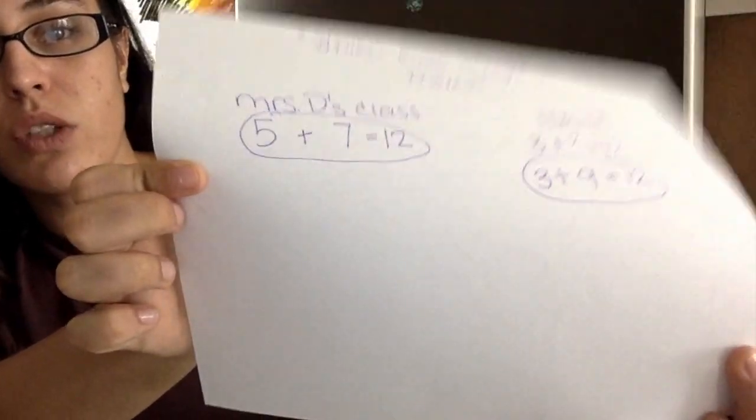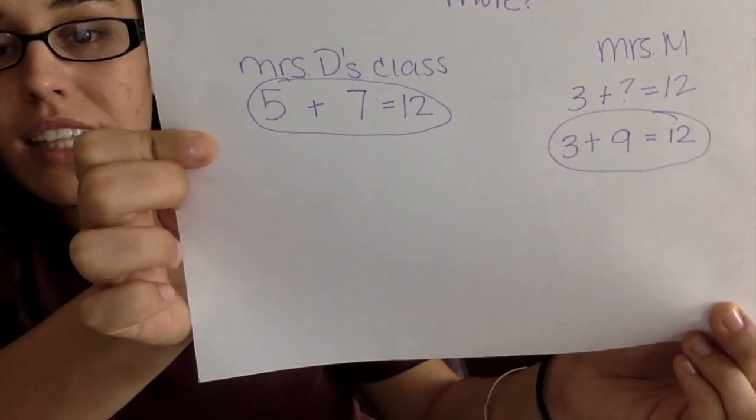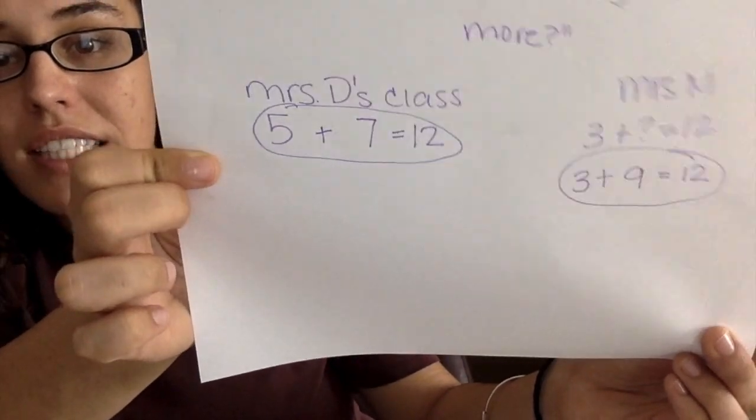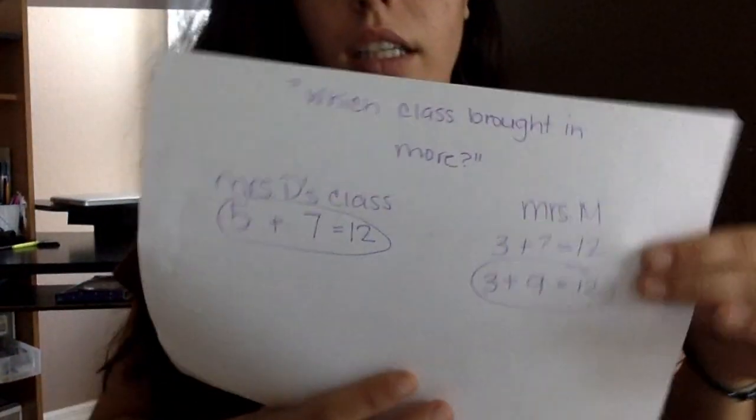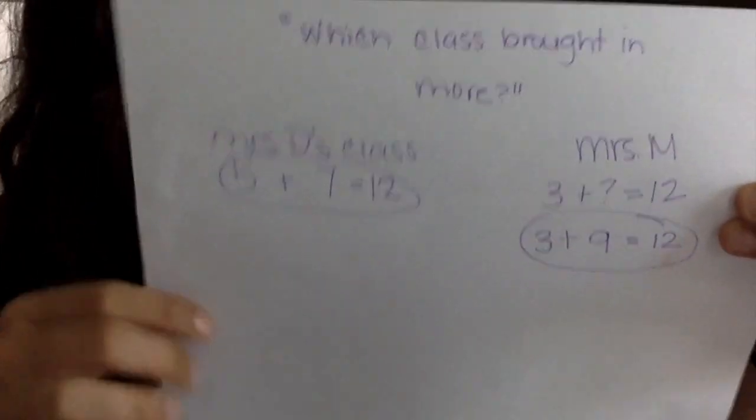5 plus 7 equals 12, and 3 plus 9 also equals 12. So Miss D's class and Miss M's class each brought in the same amount, but each brought in a different number of cans for each. Do you see that? So I'm going to be expecting the kids to write their own equation.